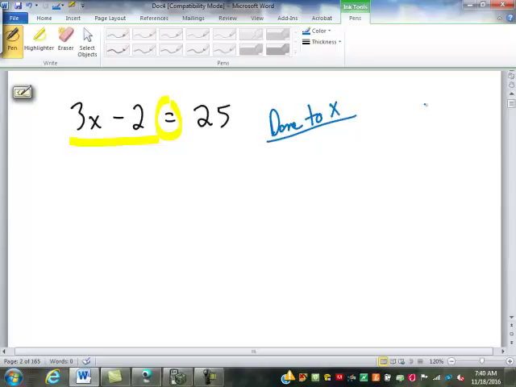So to figure out how this was built, we have to ask ourselves what was done to x. Now, according to order of operations, now I'm not talking about solving the equation, just order of operations. What would you do first? Would you multiply or would you subtract? You would multiply first. You multiply before you subtract. So when this equation was built, x was multiplied by 3 first. Then the 2 was subtracted from it.